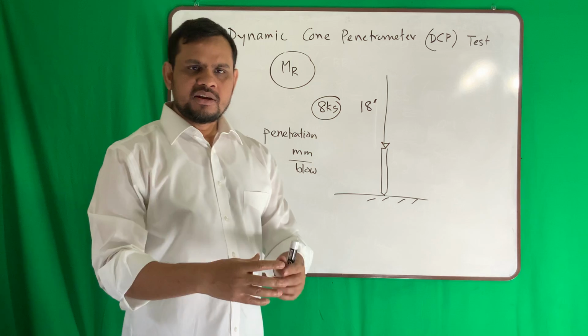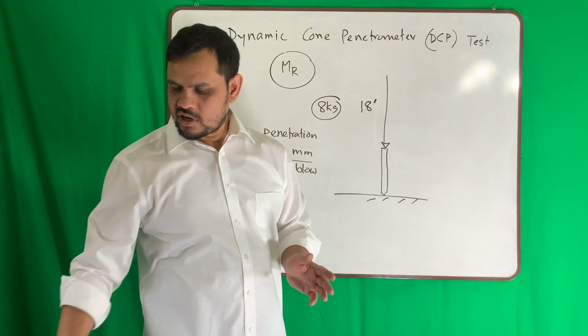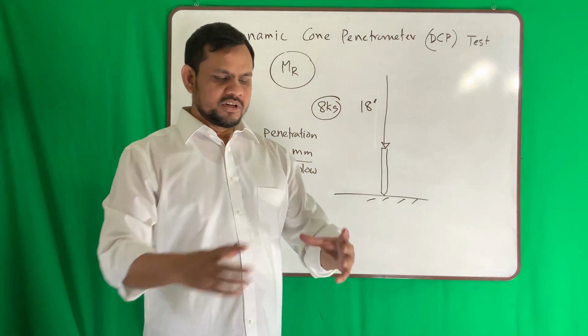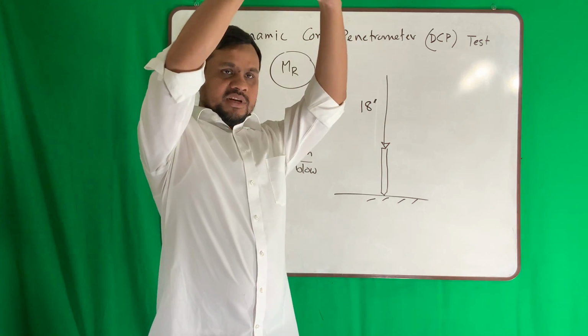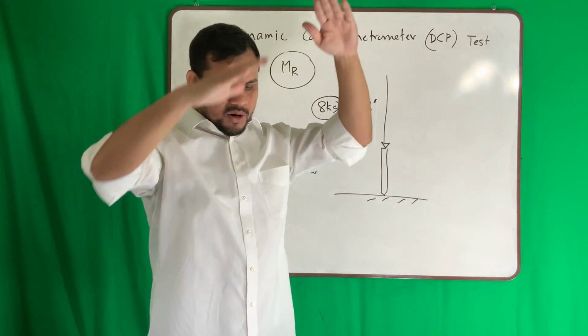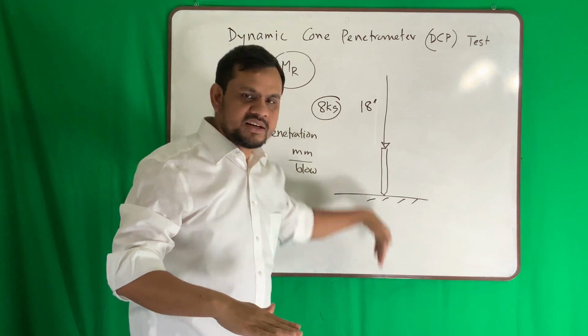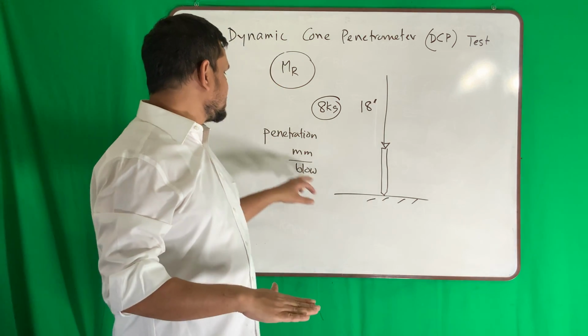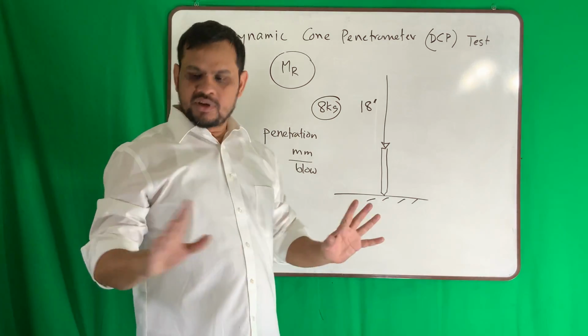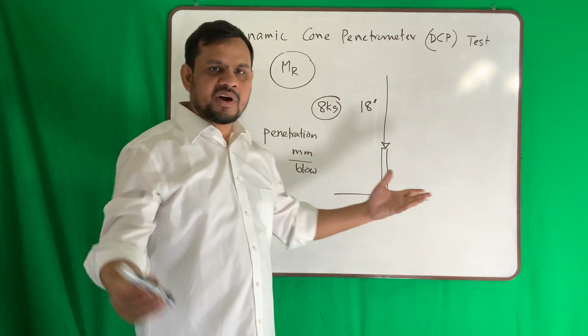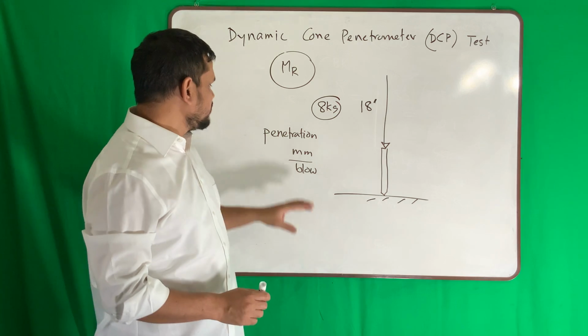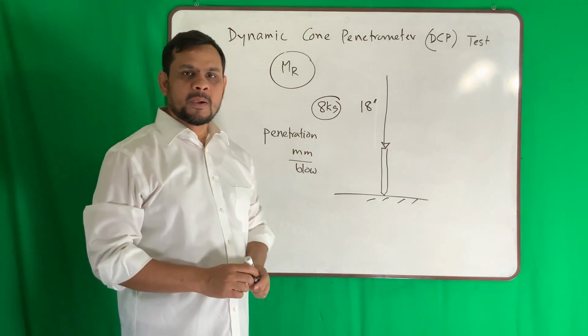There is a hammer. In another video, I will try to make a video. I have that equipment in my laboratory. So we take the hammer, place it and release it, and it drops here. Then this cone penetrates inside the ground, and we measure millimeter per blow. Very quick test. It takes roughly 5 minutes to do it. Then we get millimeter per blow.